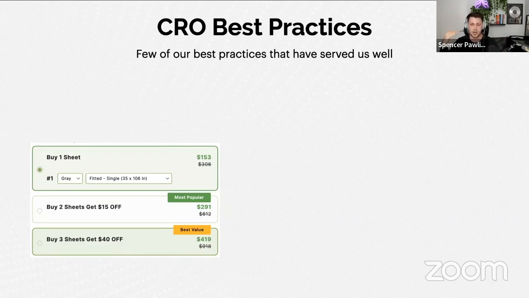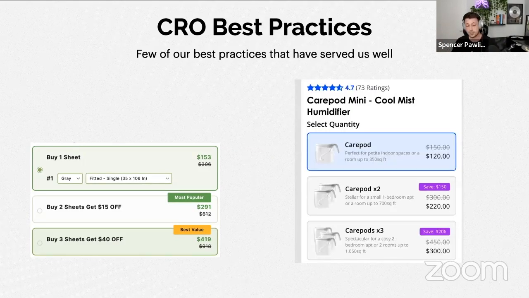I can't tell you how many times I just see this: buy one, buy two, buy three, most popular, best value. Compare that to this: here's the Care Pod, it's perfect for smaller indoor spaces or rooms up to 350 square feet. Or, here's Care Pod times 2, great for a 1-bedroom or any room up to 700 square feet. And here's the third one, great for a 2-bedroom apartment.